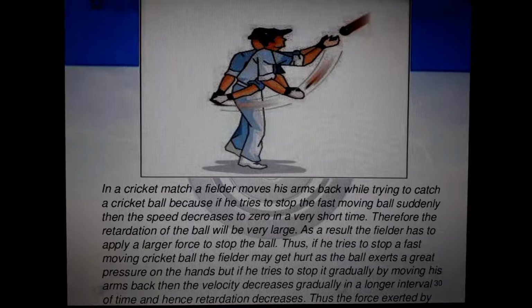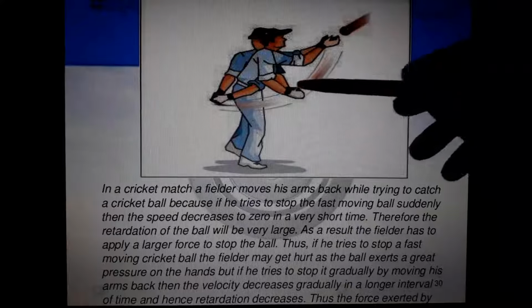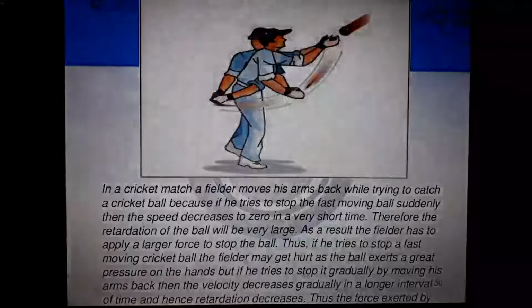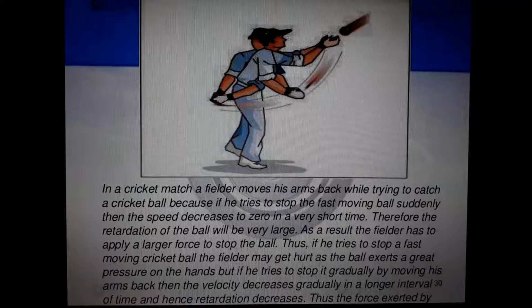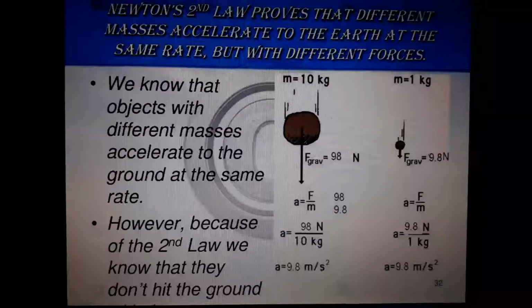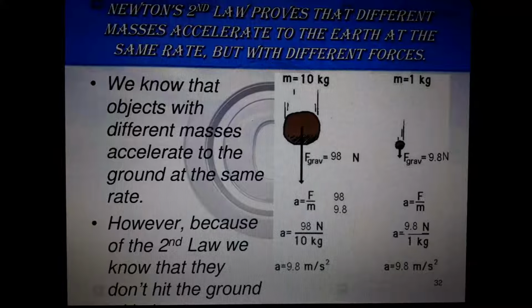But if he tries to stop it gradually by moving his arms back, then the velocity decreases gradually, in a longer interval of time, and hence retardation decreases. So why is he pulling his hand back? To increase the time. Increasing the time means retardation is not very quick, slow retardation will occur, and he won't hurt his hand. Understand? That is the main example for the application of the second law of motion.